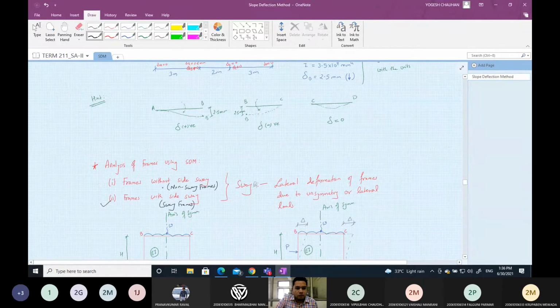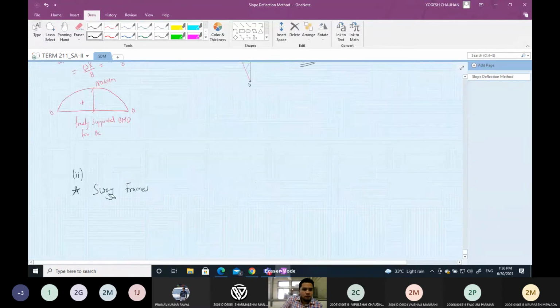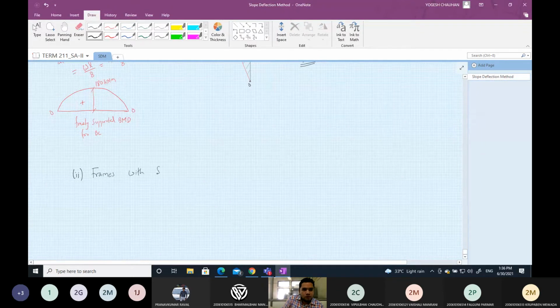We have discussed frames without side sway. Now we will discuss frames with side sway, or simply sway frames. Frames with side sway, that is sway frames.